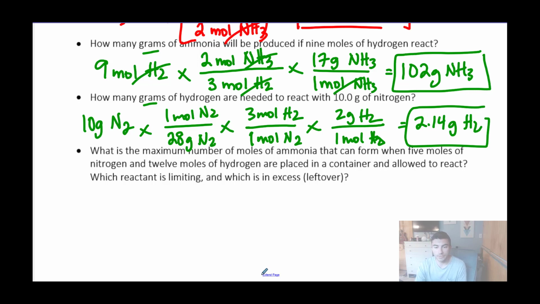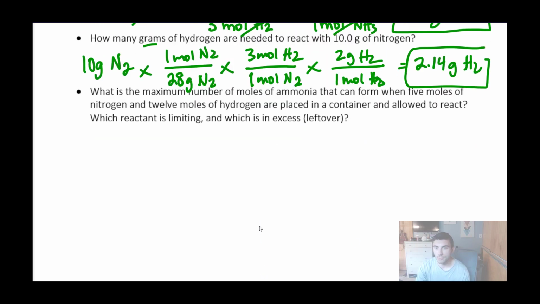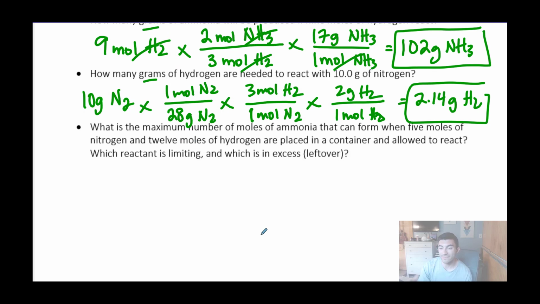The last example says, what is the maximum number of moles of ammonia that can form when 5 moles of nitrogen and 12 moles of hydrogen are placed in a container and allowed to react? Which is limiting, which is in excess? And I really like using the ICE box here, initial, change, end of reaction, to summarize what's going on. So if we write out our reaction, we have N2 plus 3H2 yields 2NH3.